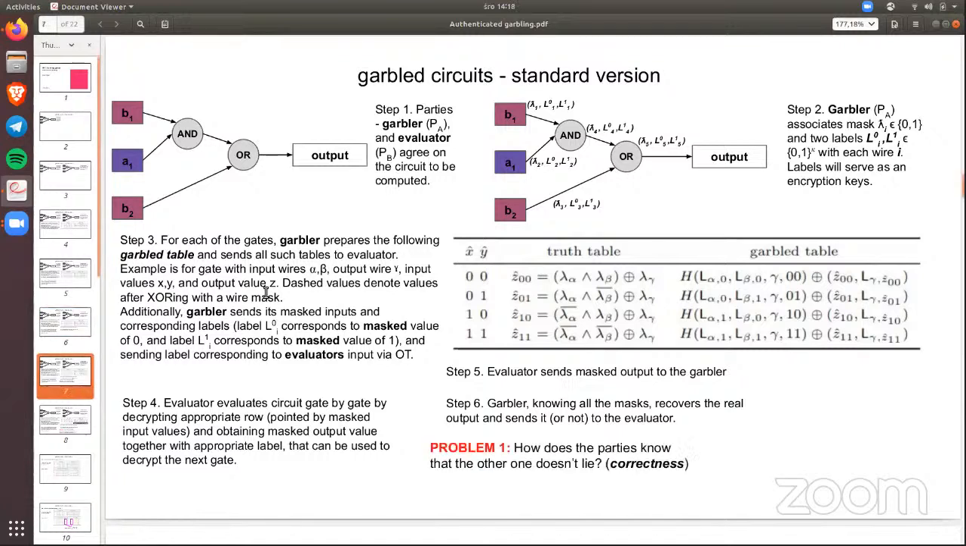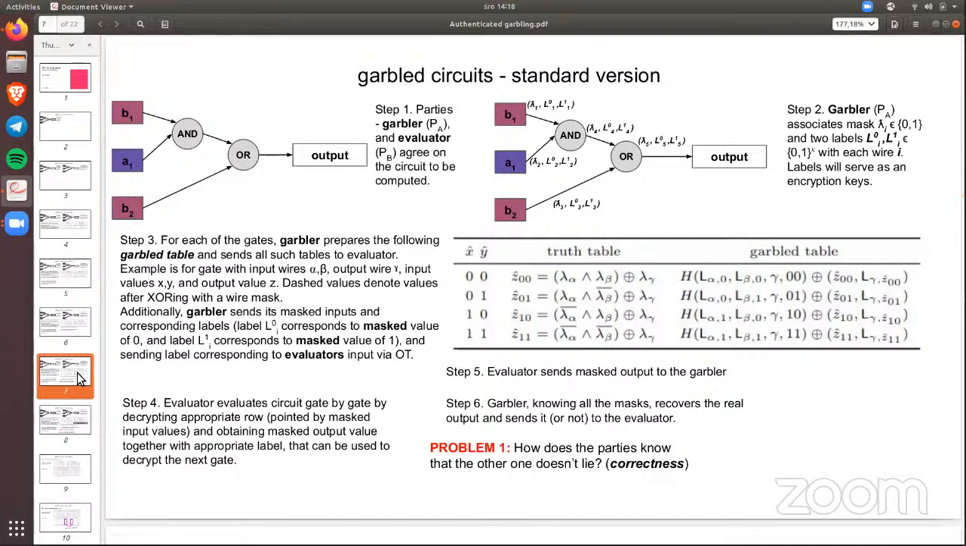Namely, problem 1 is that they need to trust each other on many steps, in particular on these last two steps. I mean, the evaluator in theory could just send anything, and the garbler also could just lie. The biggest problem is that it could happen that the garbler got the correct thing from the evaluator, so the garbler would learn the correct output, but then he would lie to the evaluator about the output. This step 6 is one of the most crucial.